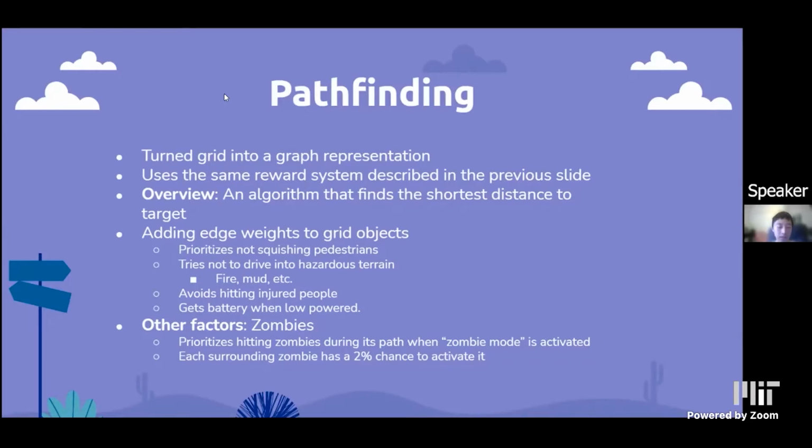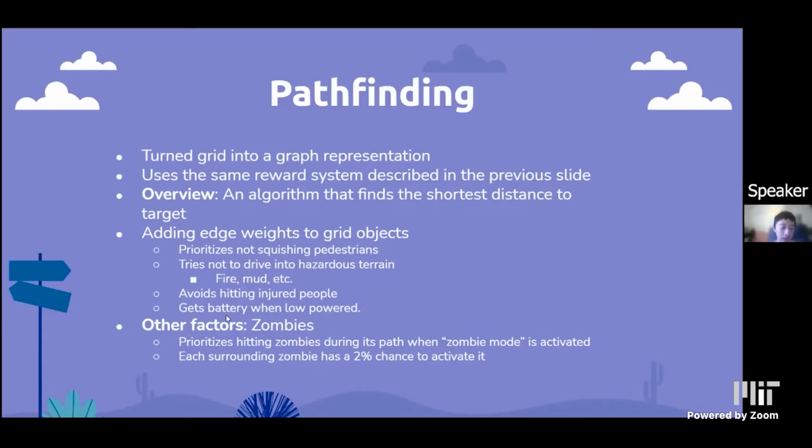We also added some sprinkles to this by adding edge weights to grid objects. This allowed us to prioritize not squishing pedestrians. It tries not to drive in hazardous terrain such as mud or fire. It avoids hitting injured people when it's already carrying one, and it also gets a battery when it's low powered.